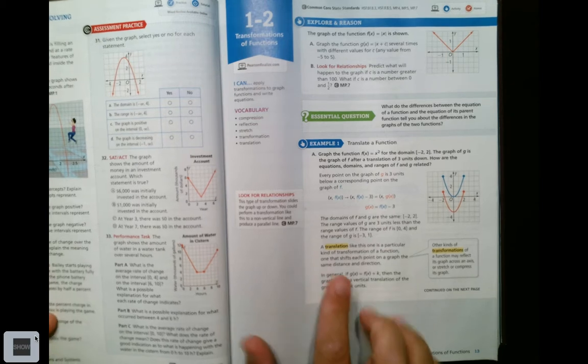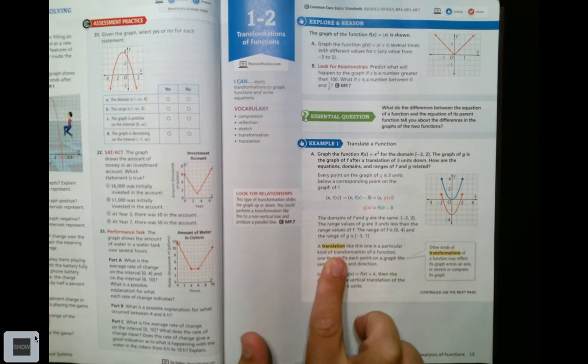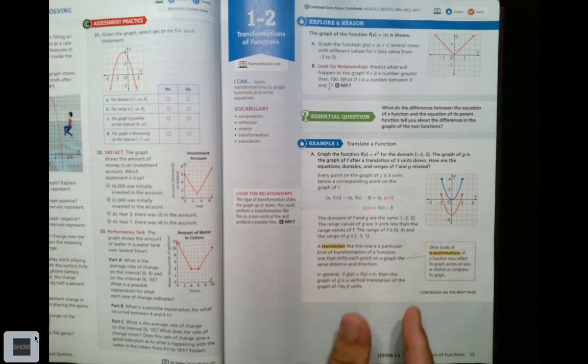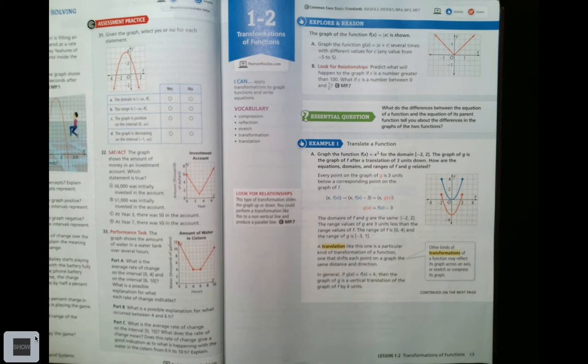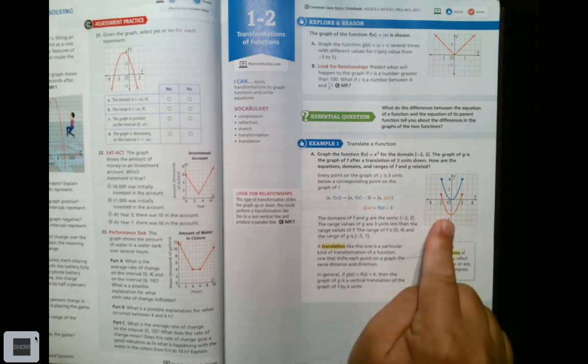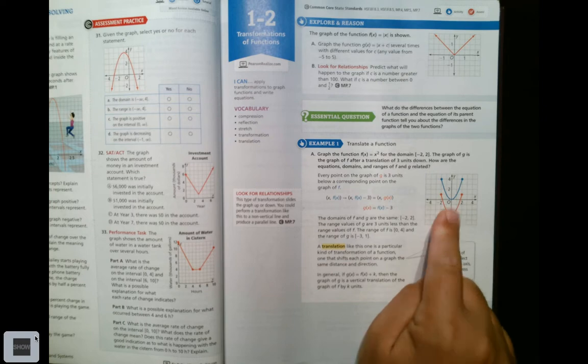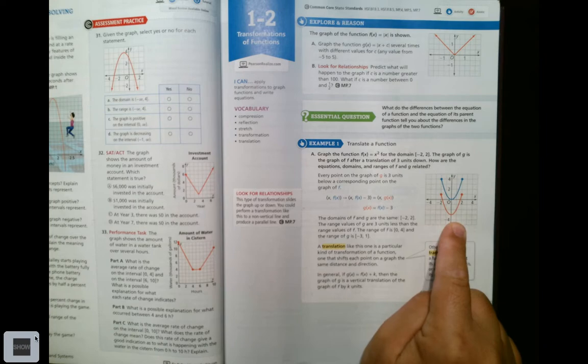So in this first example, they're talking about the first transformation, which is what they call a translation. Don't get too caught up with that vocab word. A translation just means that they're shifting every point on that function left or right, or they're shifting every point up or down. So this first example with this parabola here, it looks like they're talking about a vertical translation. They're taking every point from that blue parabola and they're shifting it down, in this case, 3 units.